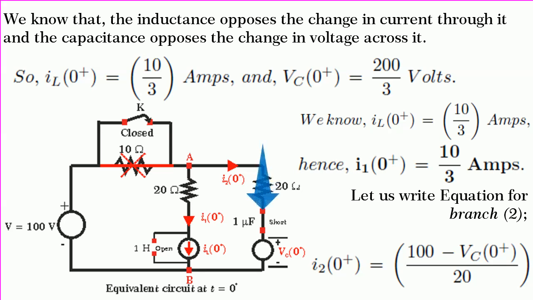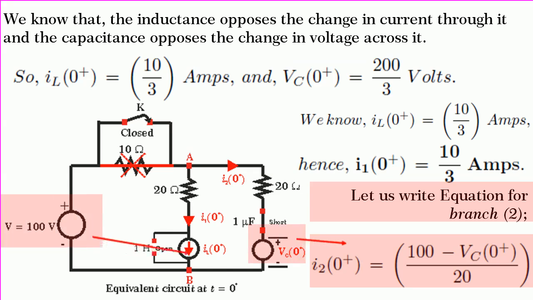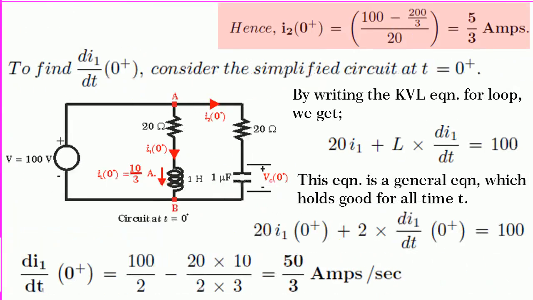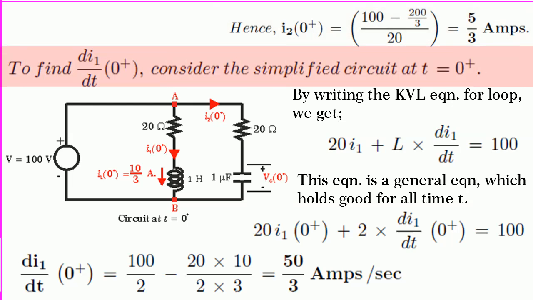To get I2(0+), let us write the branch 2 equation from which we get I2(0+) is equal to 100 minus Vc(0+) divided by 20, which will give us 5 by 3 amperes. To find di1/dt at 0 plus, consider the simplified circuit diagram shown in figure.